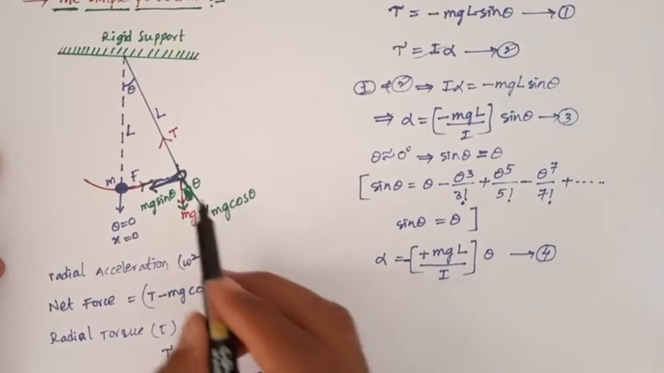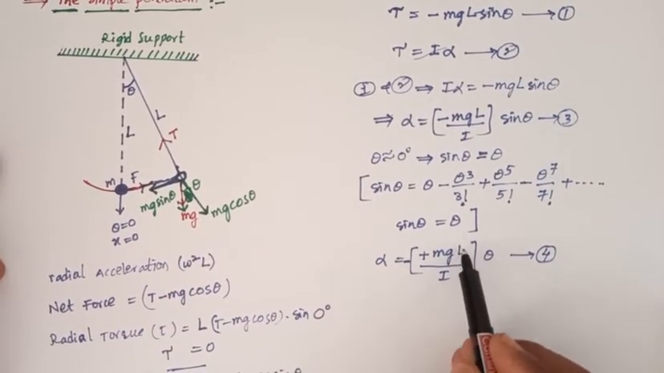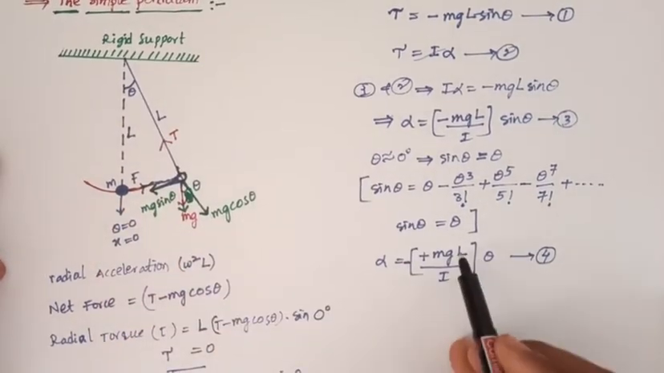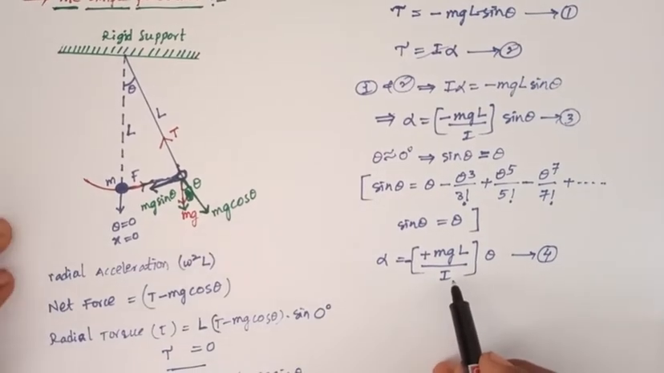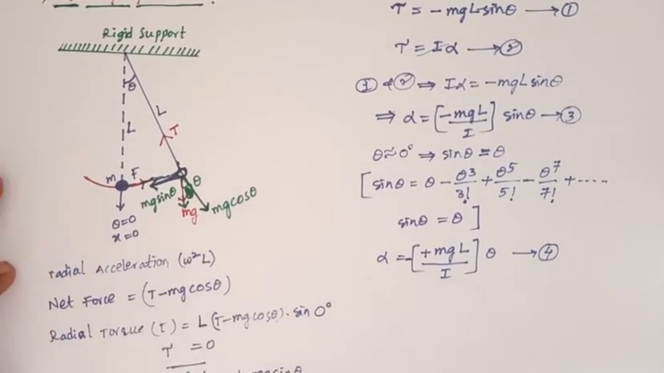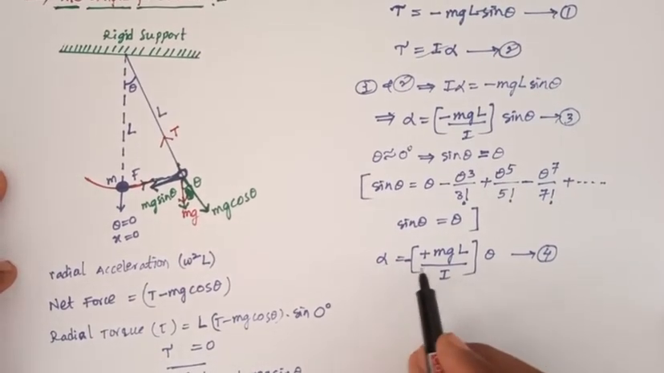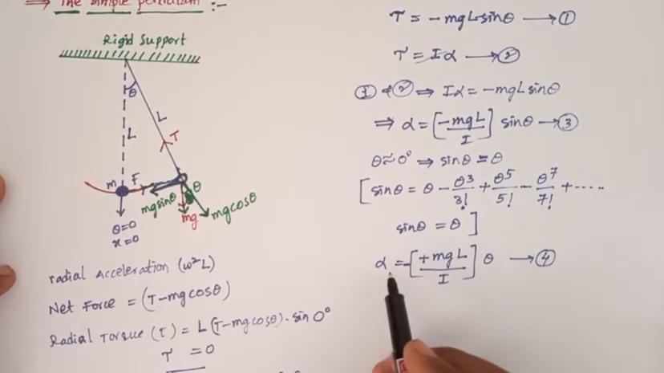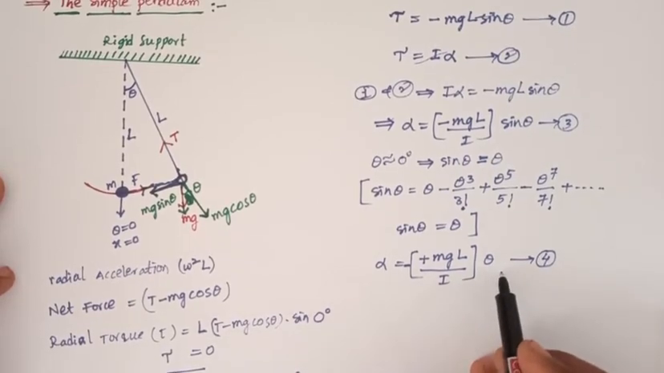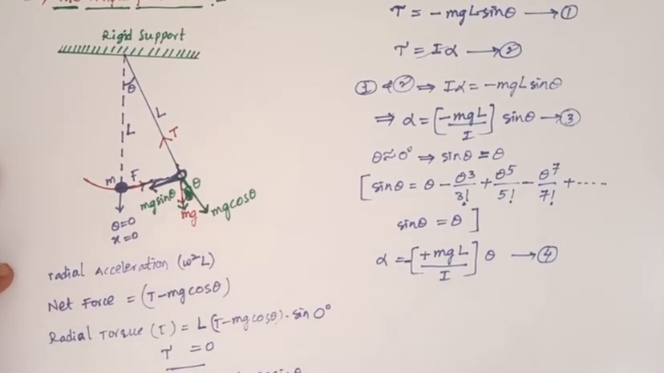M, the mass of the bob, is constant. G, acceleration due to gravity, is constant. L, the length of the pendulum, is constant. The moment of inertia of this simple pendulum is also constant. So this term is completely constant. Alpha, the angular acceleration, is directly proportional to the angular displacement and in the opposite direction. So it is called simple harmonic motion.